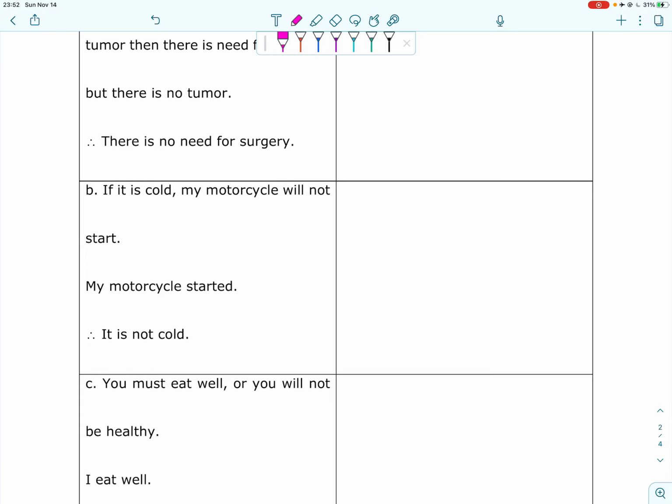So B, if it is cold, my motorcycle will not start. My motorcycle started, therefore it is not cold. The 3 dots mean therefore. So my premises are, if it is cold, my motorcycle will not start. My motorcycle started, and the conclusion is that it is not cold.